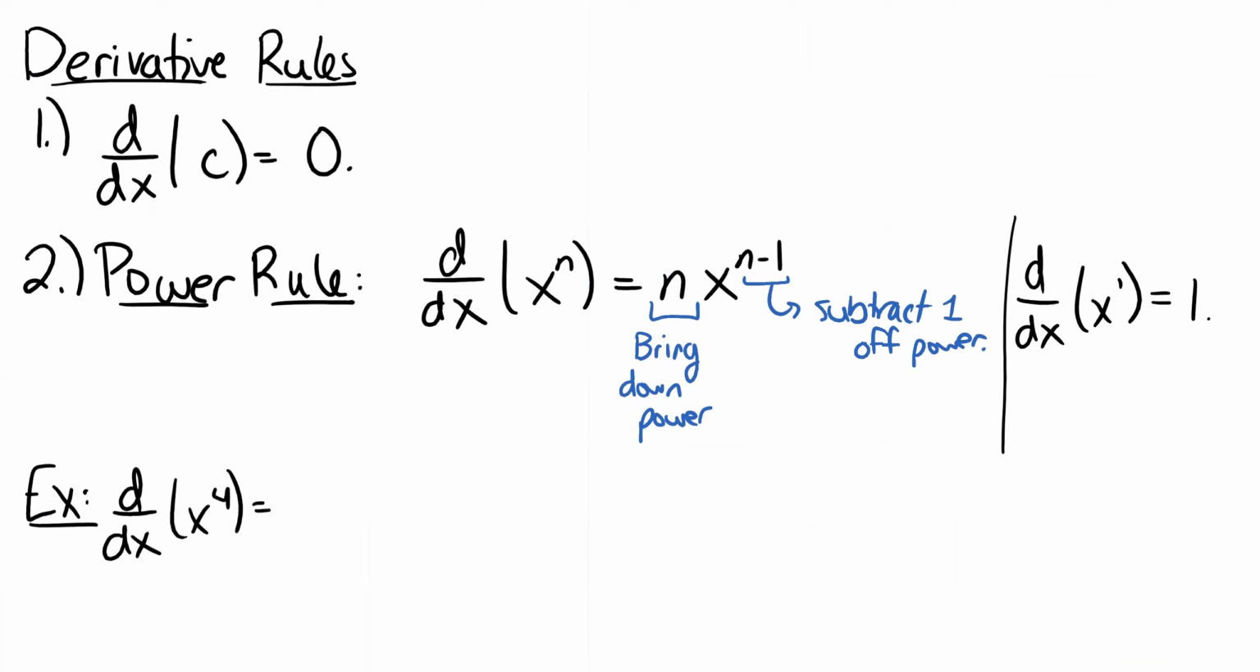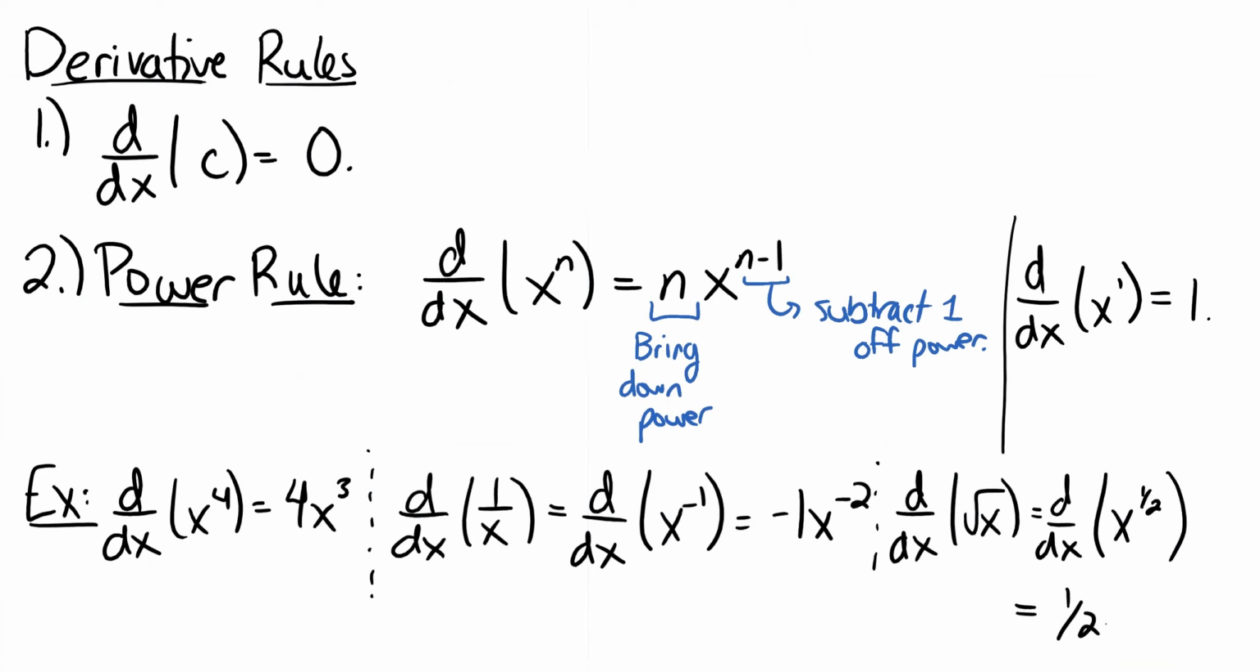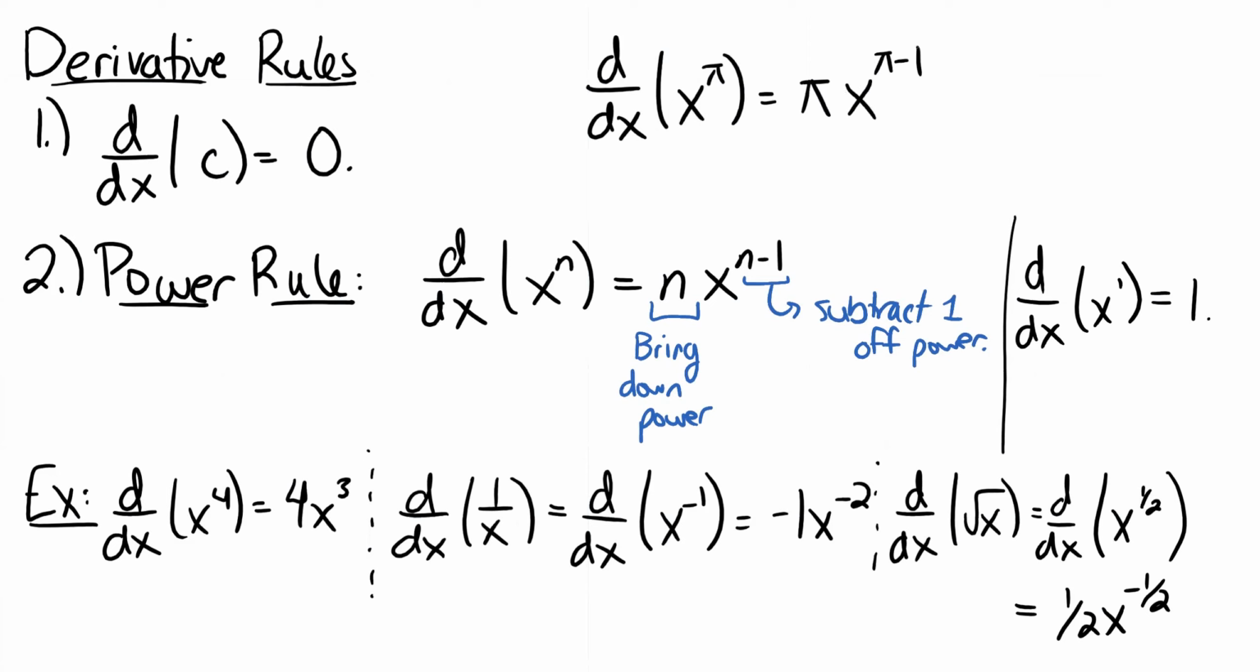A couple more quick examples. The derivative of x to the 4th is 4x to the 3rd. The derivative of 1 over x is the derivative of x to the minus 1, which is minus 1 times x to the minus 2. To find the derivative of the square root of x, we remember that this can be written as x to the 1/2, so the derivative is 1/2 x to the minus 1/2. As long as the power is a constant number, you can apply the power rule. For example, the derivative of x to the pi is pi times x to the pi minus 1.